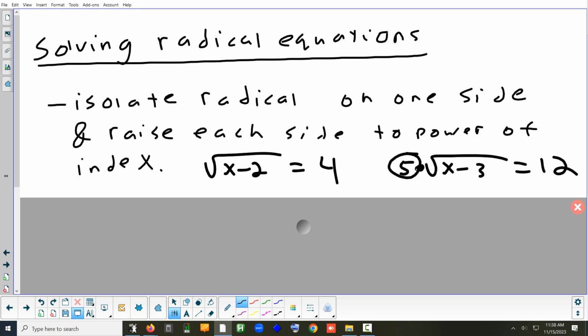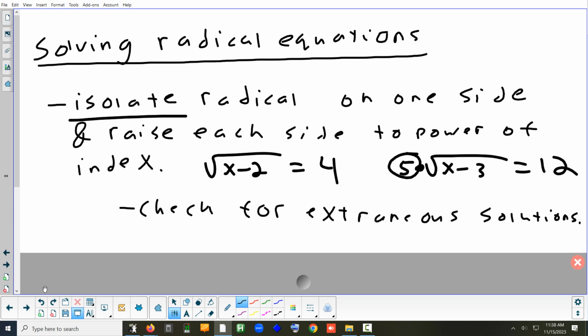Okay, but that's always the first step: get the square root by itself on one side, or cube root, whatever the root is. And then to cancel a root, you raise to a power. If it's a square root, you square. If it's a cube root, you cube. And that's usually the highest ones that we're going to do. We do have to check for extraneous solutions.